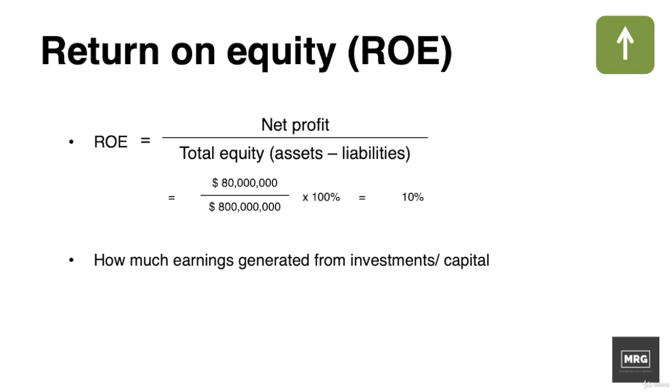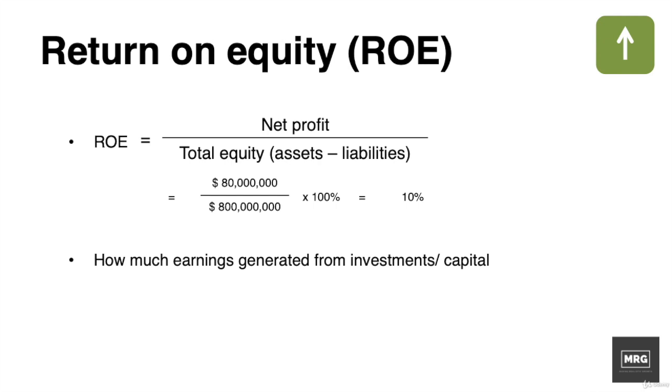So if you remember from the balance sheet, a very simple formula on how to calculate equity is to take total assets minus total liabilities. But really, the amount of total equity, you can find in the annual report or any financial statement fairly easily, and you don't need to calculate this yourself. For instance, if the net profit is $80 million, the company has a total equity of $800 million, you multiply it by 100%, you will get an ROE of 10%.